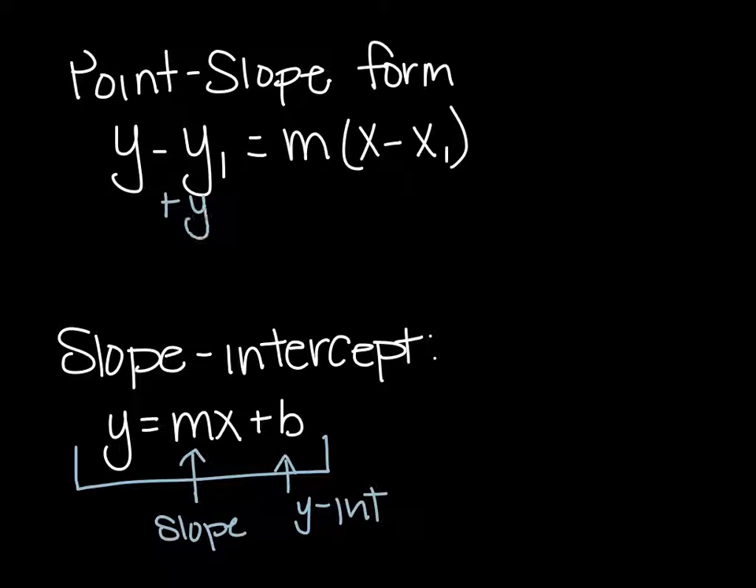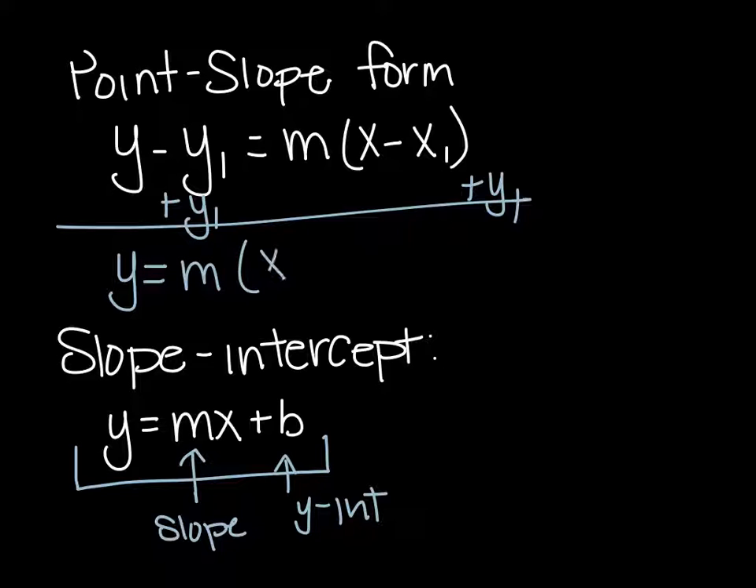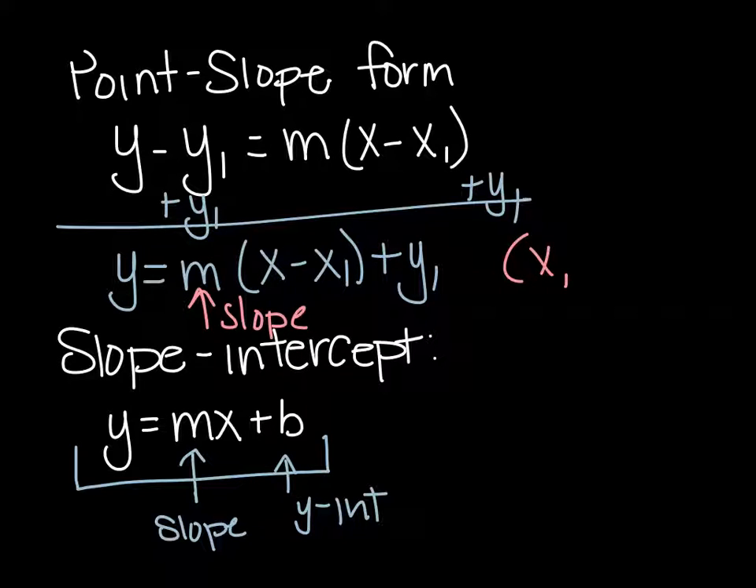So I'm going to add plus y1. And the equation I like to use for point-slope form is just a manipulation of the original where everything is on one side. Now, just like slope-intercept form, this is my slope. And x1 comma y1 is a point on the line.